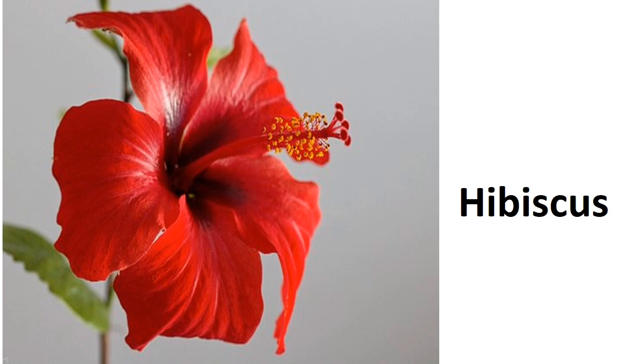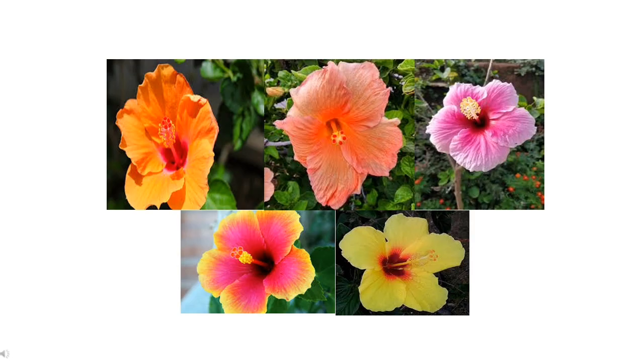Now, which flower can you see on the screen? Yes, this is the hibiscus flower. Hibiscus flower is big in size and generally has 5 or more petals. Hibiscus flowers are also available in different colors and we offer this flower to God. Here we can see different colored hibiscus flowers. Children, hibiscus flowers are also known as shoe flowers and have many medicinal properties. It is used in medicines. Children, this flower we offer to God.